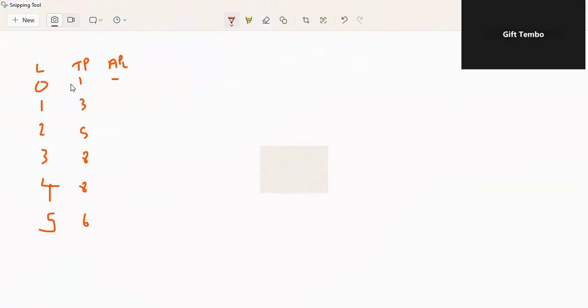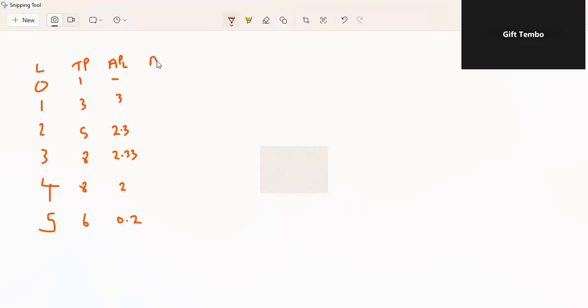So 1 divided by 0 is infinite. 3 divided by 1 is 3. 5 divided by 2 is 2.5. 8 divided by 3 is 2.33. 8 divided by 4 is 2. 6 divided by 5 is 0.2.